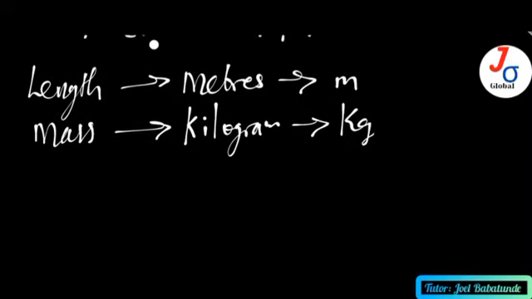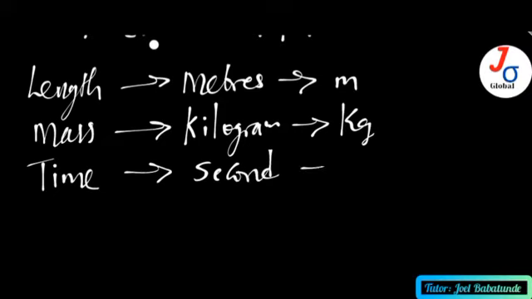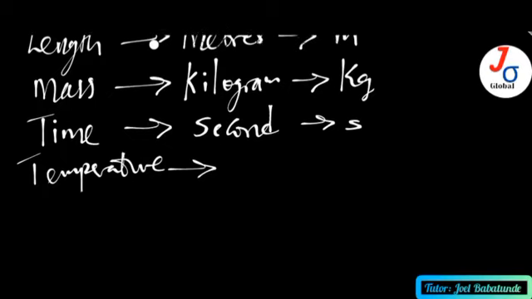Then we have time. The SI unit for time is seconds, and the abbreviation is just a small letter s. Then we have temperature. You might be tempted to say that the unit for temperature is degrees Celsius, but no, that's not the standard unit for temperature. It's actually Kelvin, with a capital letter K.